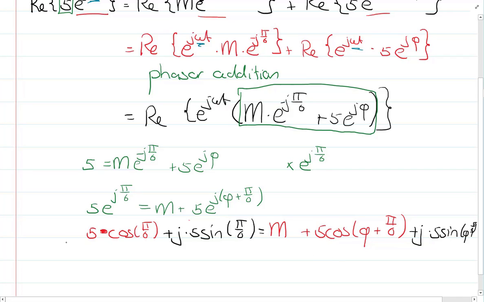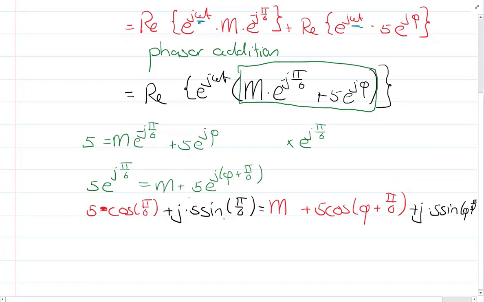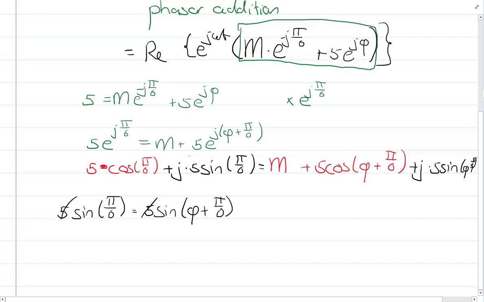For this equation to hold, the real parts on both ends should be the same as well as the imaginary parts. So the first equation is the imaginary equation. 5 times the sine of pi divided by 6 should be equal to 5 times the sine of phi plus pi over 6. The 5's will easily cancel out, and this will leave us with a simple equation.